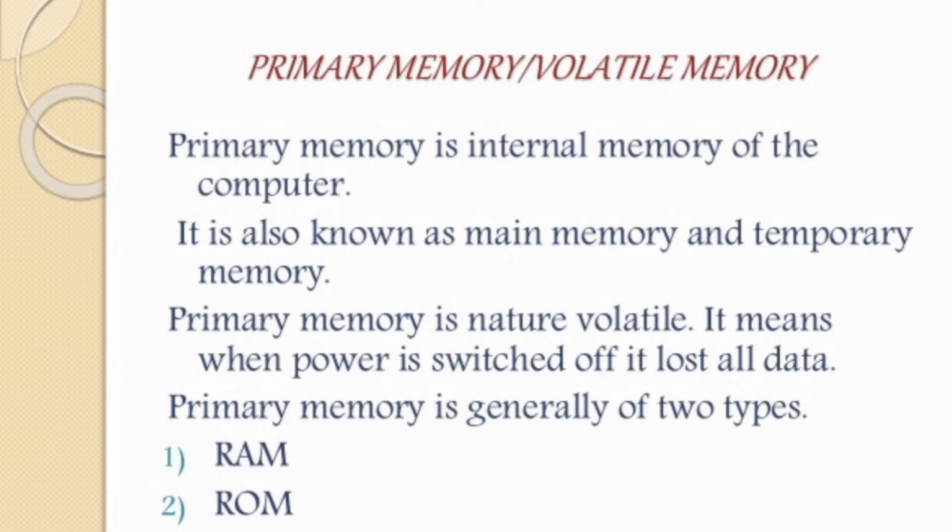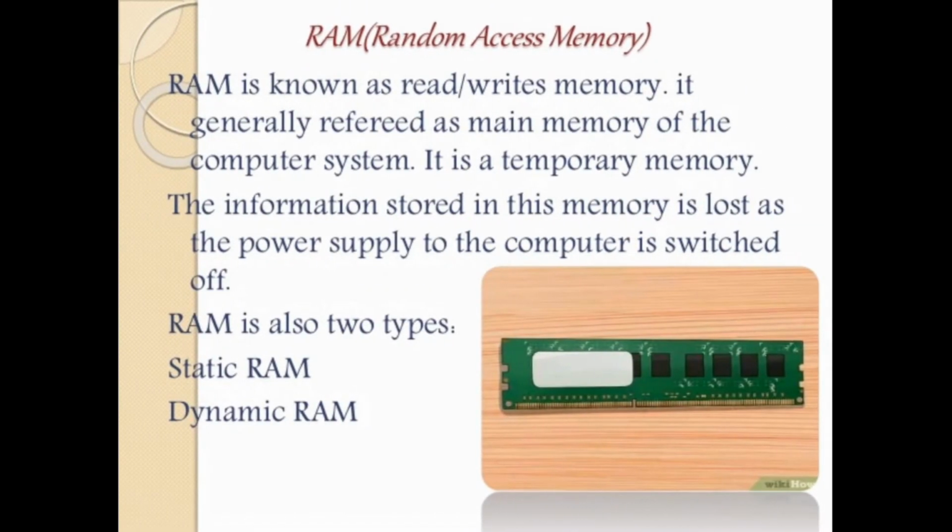Here also there are two types of primary memory, that is RAM and ROM. RAM stands for random access memory and ROM stands for read only memory. Now I explain to you RAM memory. And what is the use of RAM memory? RAM is also known as read write memory, as it can read information as well as write on it. The information gets stored here on a temporary basis.